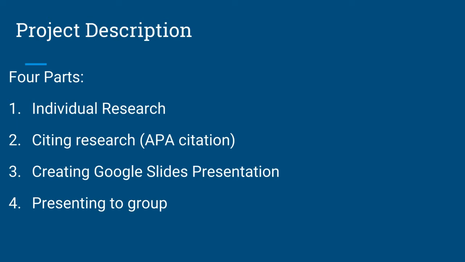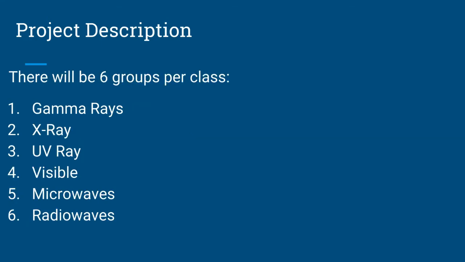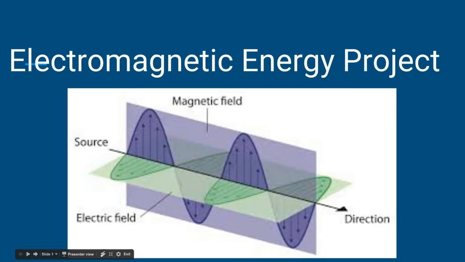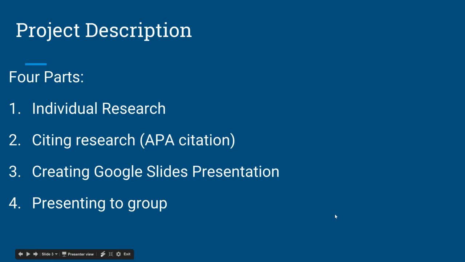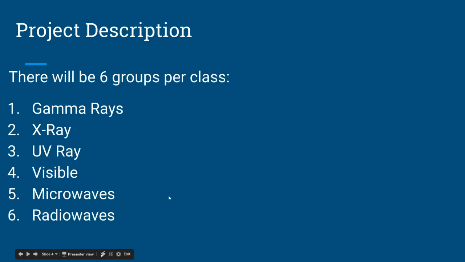So there's going to be four parts to the project. First, you're going to do some individual research, and you're going to have to cite your research, APA style. Then you're going to be creating a Google Slides presentation with a group, and you're going to present to the class. There are going to be 6 different groups per class, and each group represents one portion of what we call the electromagnetic spectrum, which is this. It goes from gamma ray, X-ray, ultraviolet, visible, infrared, microwave, radio. These are all the groups that there will be.